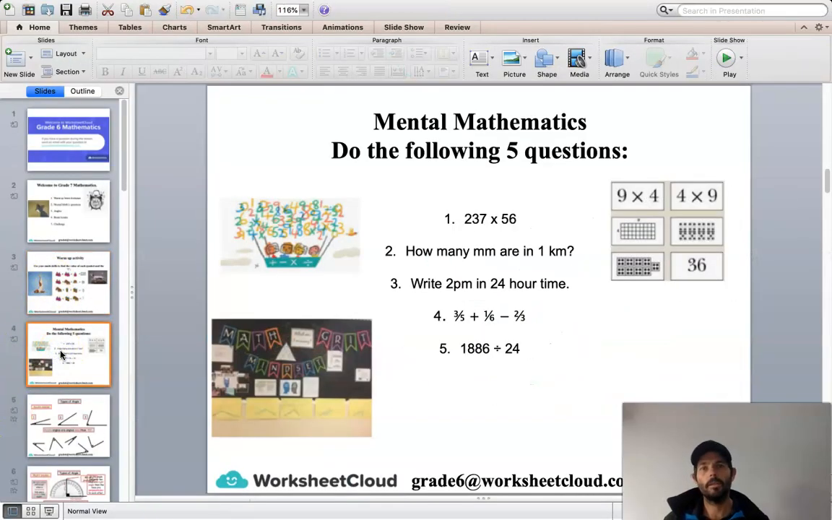Right, your mental mathematics for today is to do the following 5 questions. There's a long multiplication for you in number 1. Some conversions in number 2, so it's quite a big conversion today, so don't be surprised if your answer is a really big number. Write 2 p.m. in 24-hour time, some fraction calculation, and then a long division question at the end, which I would encourage you to work out using multiplication. But have a look at the sum and see if you can make it easier for yourself before actually working anything out. There's a clue there for you. Off you go and give it a shot.